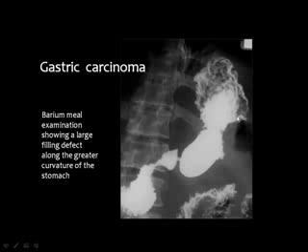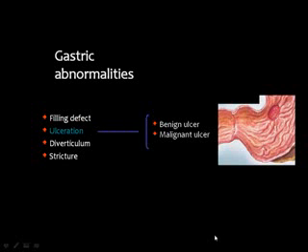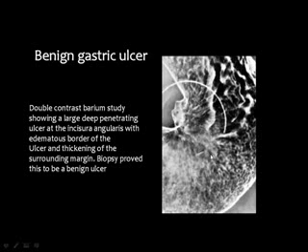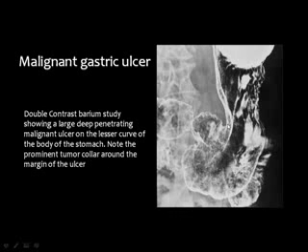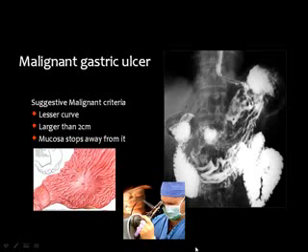In this case, you can see a filling defect along the greater curvature of the stomach. The irregularity of the margin of the filling defect will make you suspect a malignant lesion. Ulcers in the stomach may include benign peptic ulcerations or malignant ulcers. And the difference between both: in cases of benign lesions, you can see the mucosal folds extending up to the edge of the ulcer, while malignant ulcers are usually large, and the mucosal fold stops away from the ulcer edge. And this is the gross specimen where you can see the malignant ulcer.